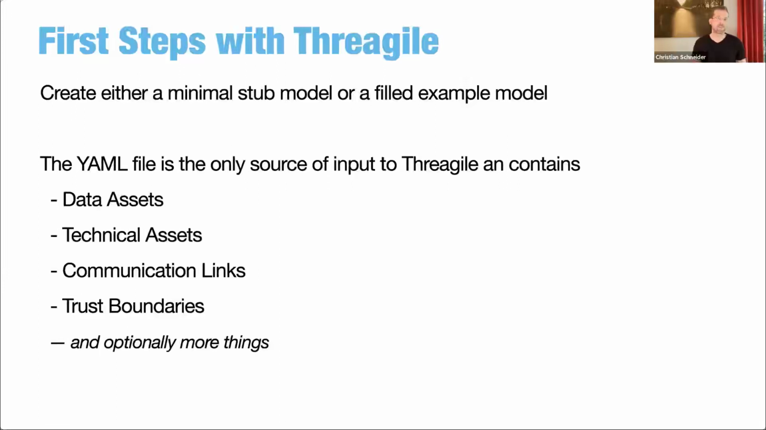And the first steps when you're working with Agile is to, well, either take the filled example model to play with, or just the minimal stub model, which is a very simple model containing just the minimum input that you can then use as the foundation for adding more data assets, technical assets, communication links, and trust boundaries.